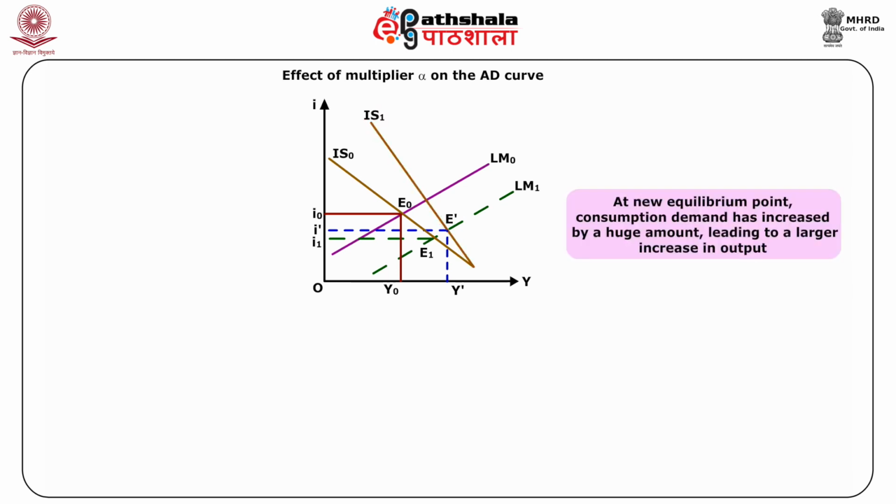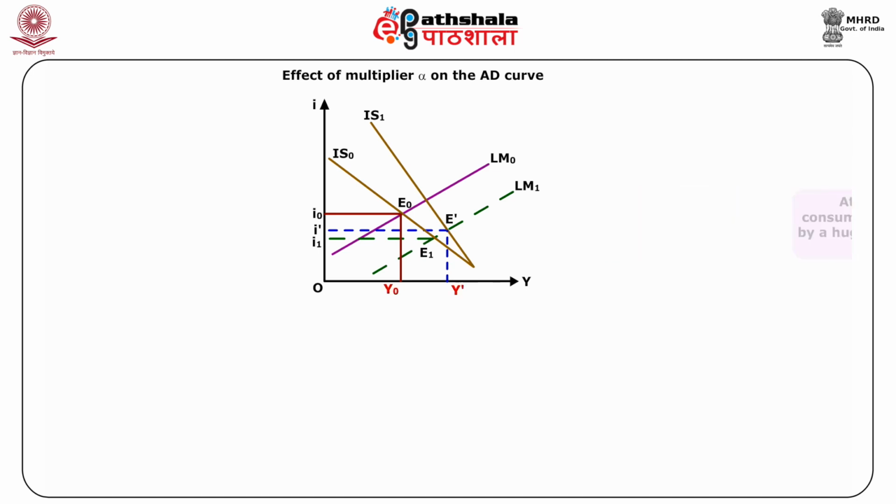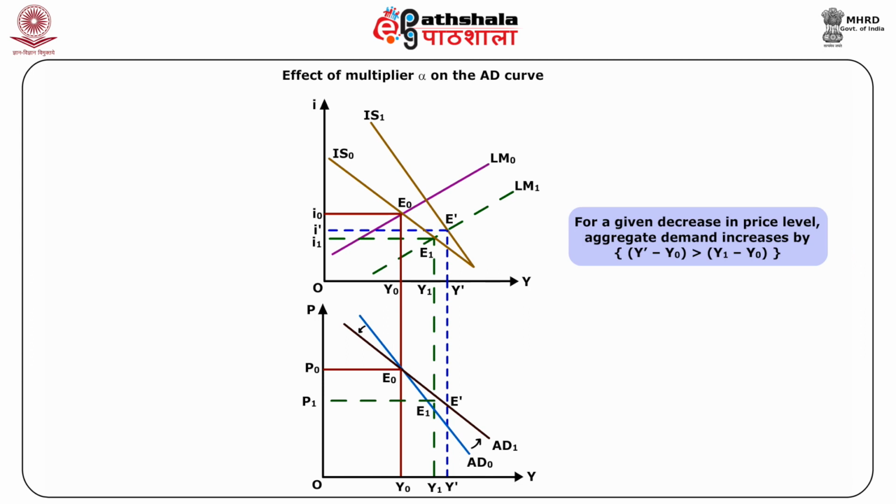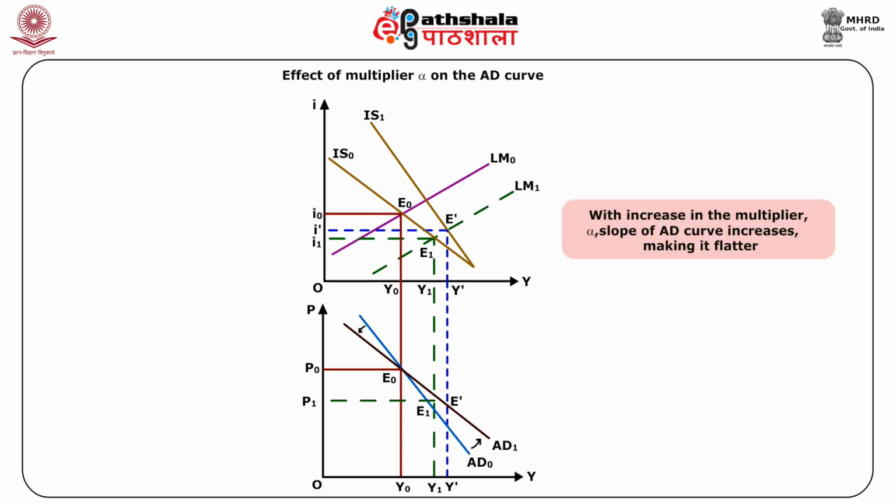Thus, at this new equilibrium point E dash, consumption demand has increased by a huge amount, leading to a larger increase in output from Y0 to Y dash. In the lower panel of the figure, we see that the aggregate demand curve becomes flatter from AD0 to AD1. For a given decrease in the price level from P0 to P1, aggregate demand increases by Y dash minus Y0, which is greater than Y1 minus Y0. Thus, with an increase in the multiplier alpha, the slope of the aggregate demand curve increases, making it flatter.